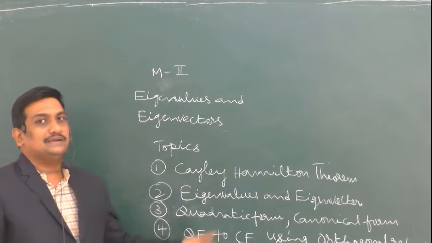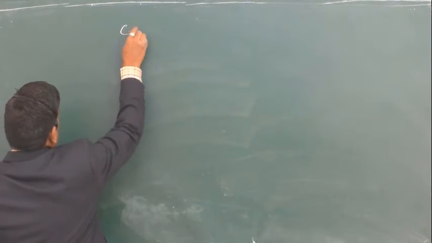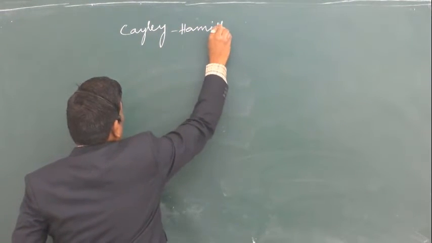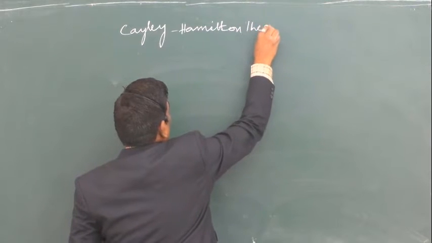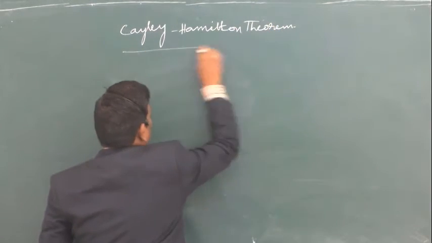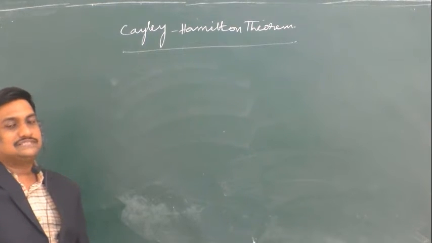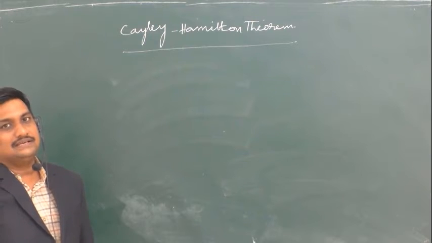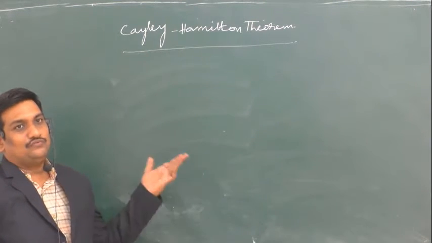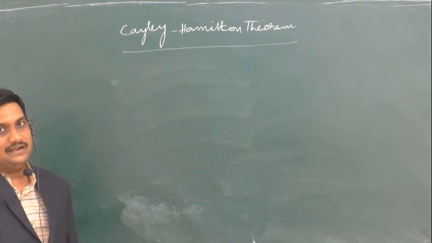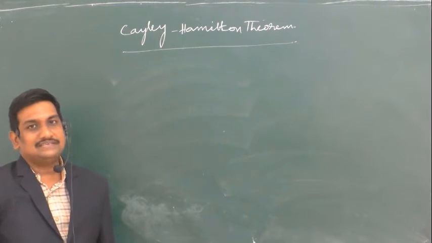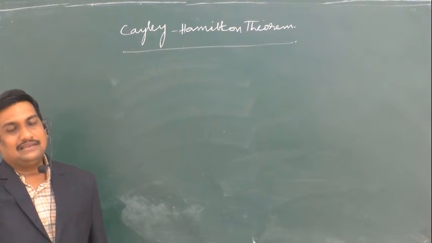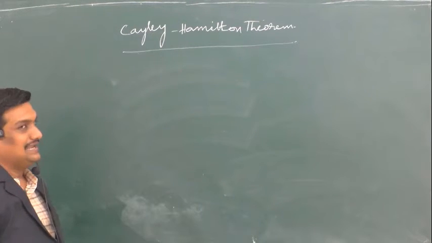Now let us see the topic Cayley-Hamilton theorem. The main application of this theorem is that it can be used to find the inverse of a given square matrix, and it can be used to find the power of a given square matrix. Suppose a 2 by 2 square matrix is given, you can calculate its inverse using Cayley-Hamilton theorem, and parallelly you can find A cube using it.